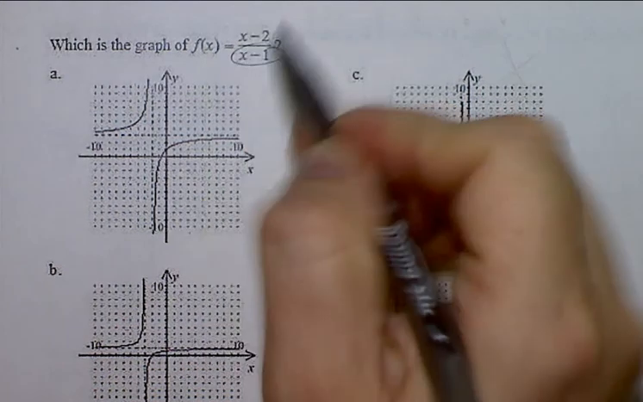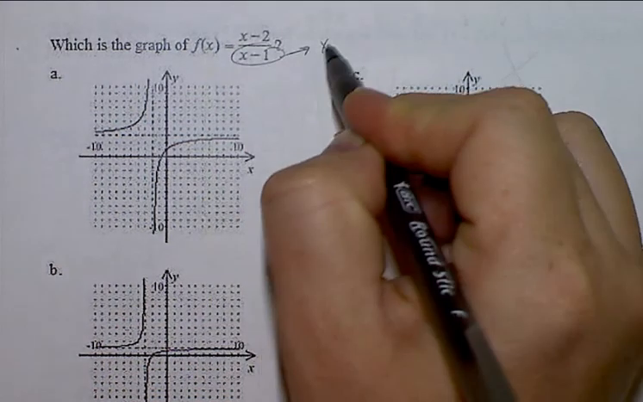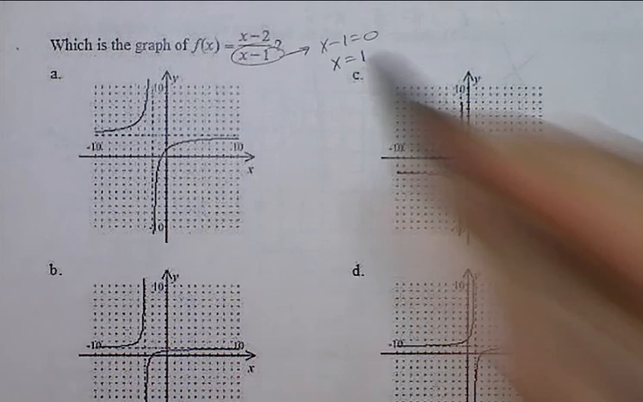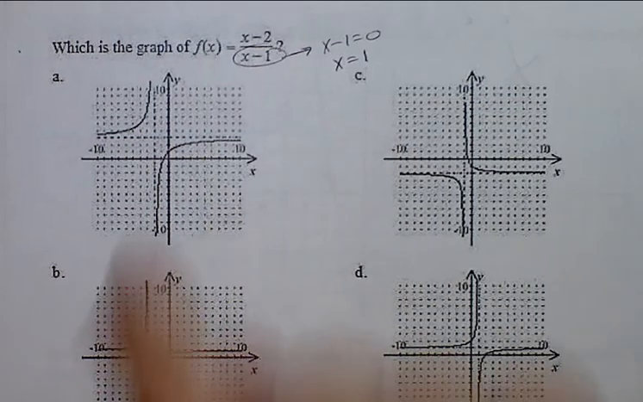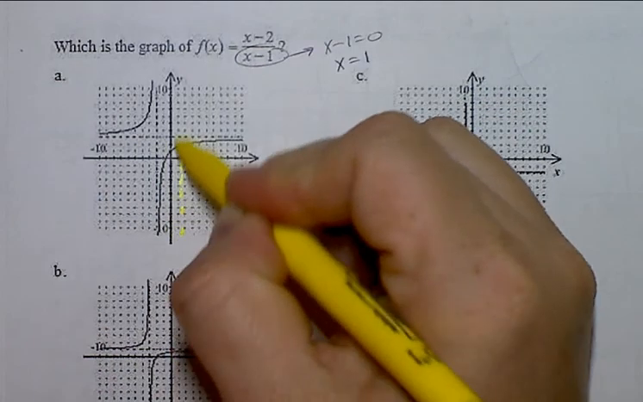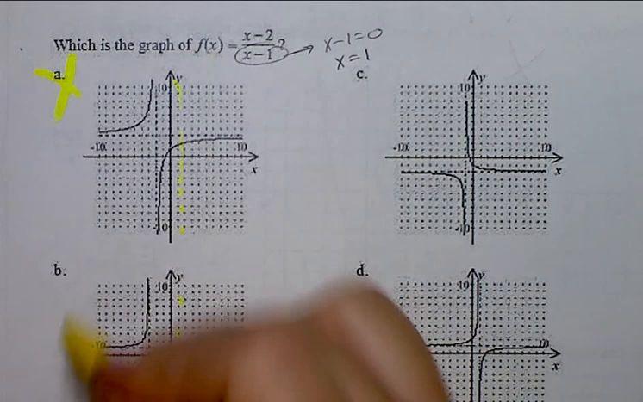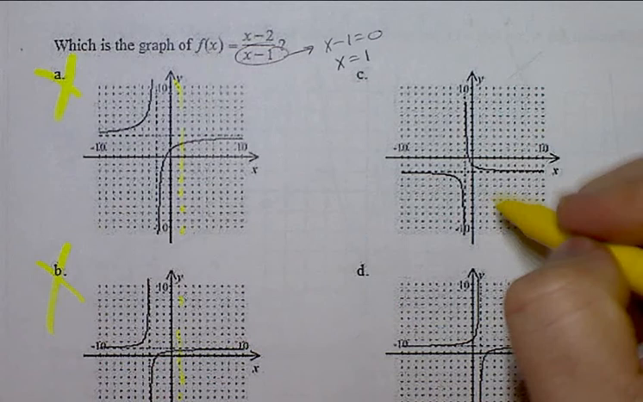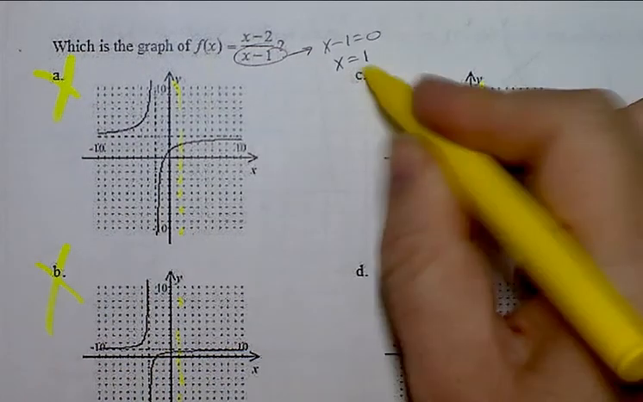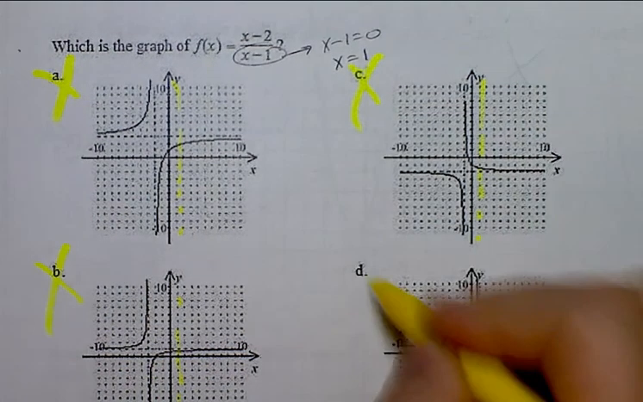Vertical asymptote. So I want a vertical asymptote of 1. This does not have a vertical asymptote of 1. It can't be A. This does not have a vertical asymptote of 1. This does not have a vertical asymptote of 1. This does have a vertical asymptote of 1. I don't need to do any more work.